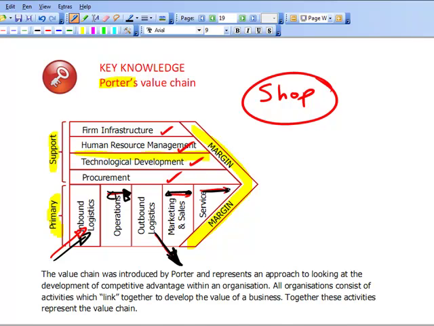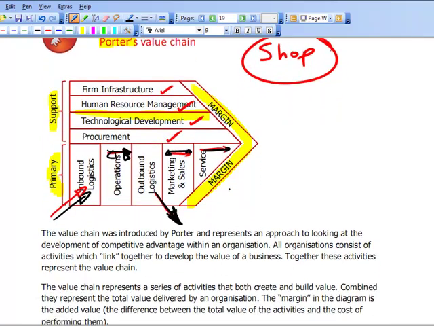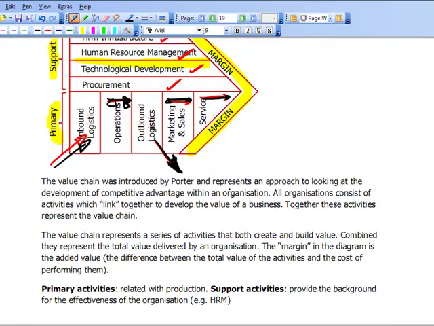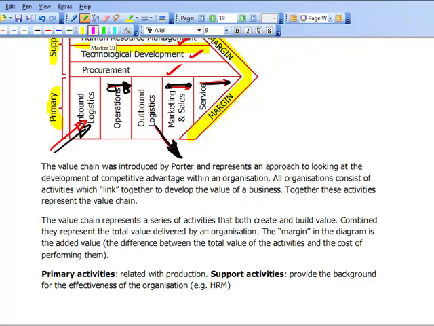Let's have a quick look now at the notes. Reading through it, the value chain was introduced by Porter, which we already know, as I said five minutes ago, and represents an approach to looking at the development of competitive advantage within an organization. All organizations consist of activities which link together to develop the value of a business. So they're linking like a chain.